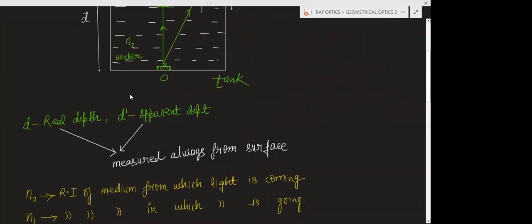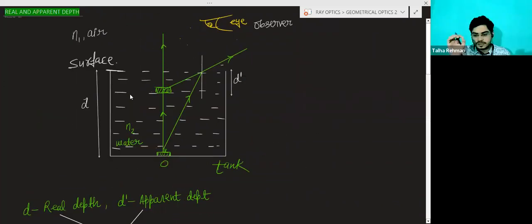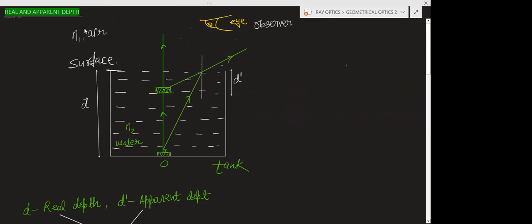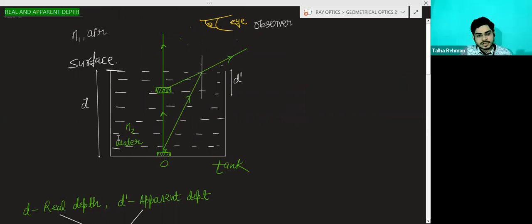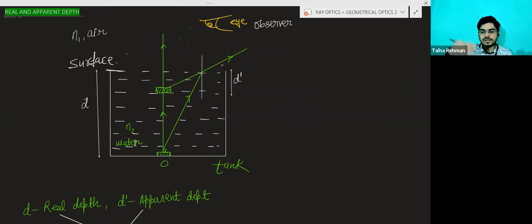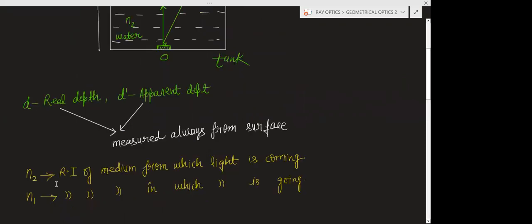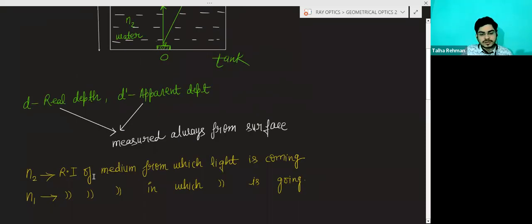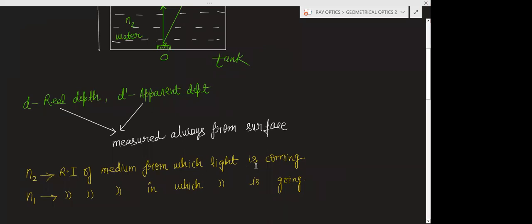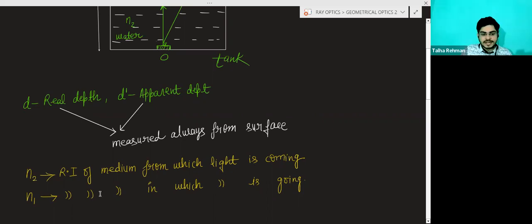Remember this point. And what are N2 and N1? Remember, it is not necessary that here will always be air and here water. This is just an example. Here can be another pair of media like water and glass. So you have to remember N2 will be the refractive index of the medium from which light is coming, and N1 is the refractive index of the medium in which the light is going.